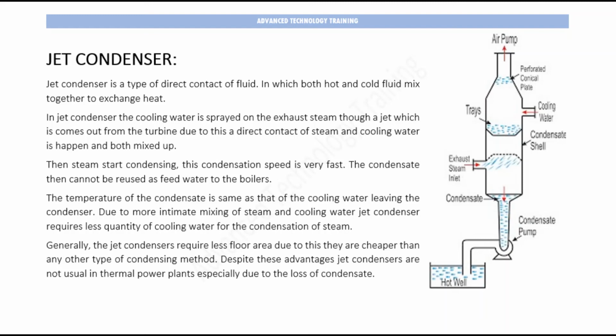Due to more intimate mixing of steam and cooling water, a jet condenser requires less quantity of cooling water for the condensation of steam. Generally, jet condensers require less floor area. Due to this, they are cheaper than any other type of condensing method. Despite these advantages, jet condensers are not usual in thermal power plants, especially due to the loss of condensate.